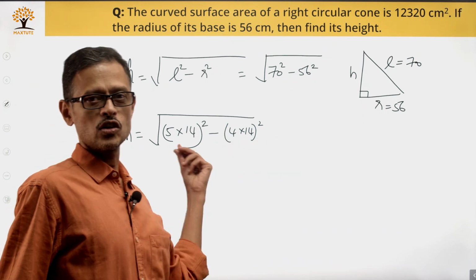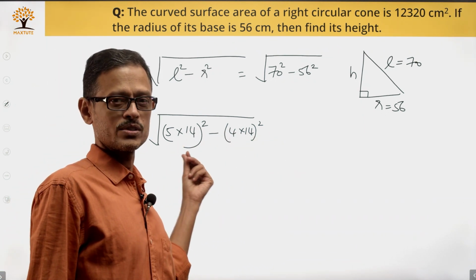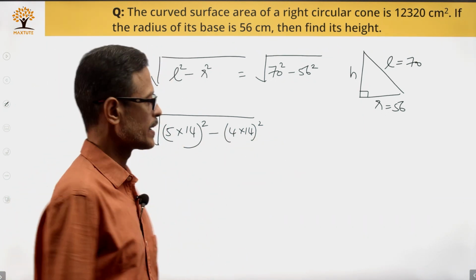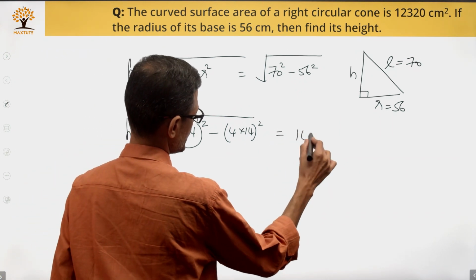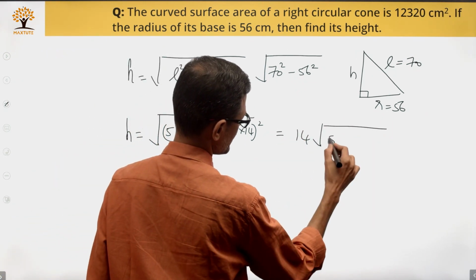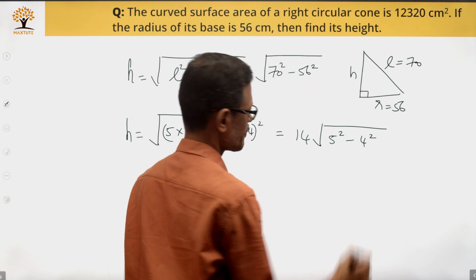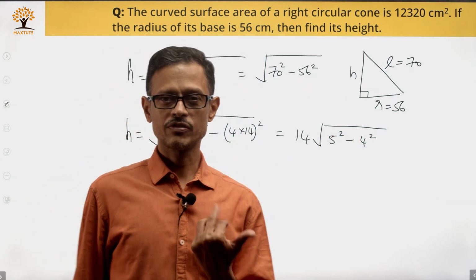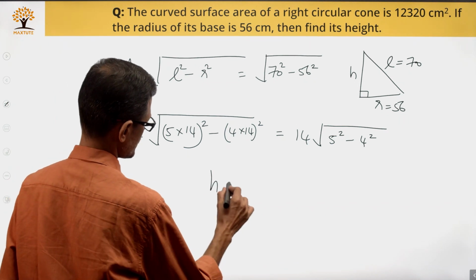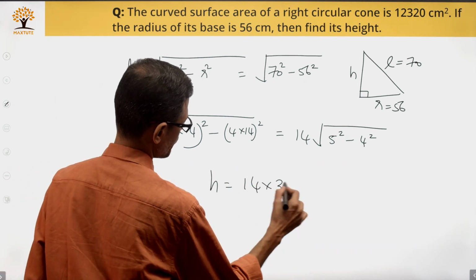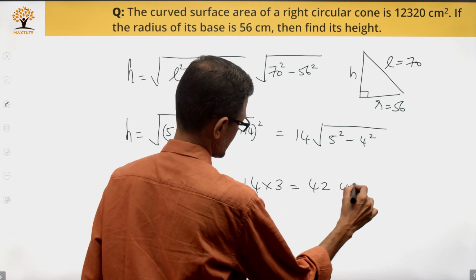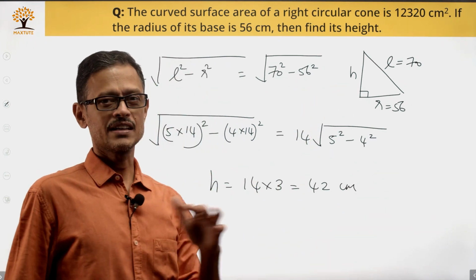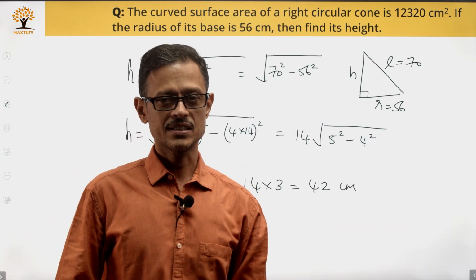So this 14 square is common to both these terms, can be taken common outside, and when it comes to the square root, it's going to be equal to a 14. So 14 times square root of what is left? A 5 square minus 4 square. This is easy calculation. 25 minus 16 is a 9, square root of 9 is a 3. So the height is equal to 14 times 3, which is equal to 42 centimeters, right? So other than this bit of calculation, this is a very simple straightforward question.